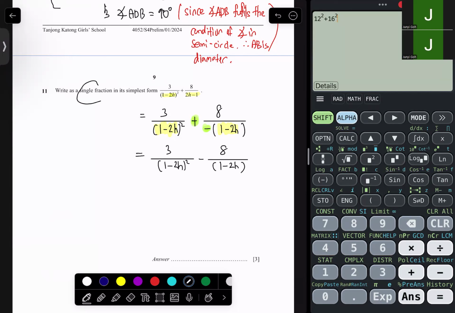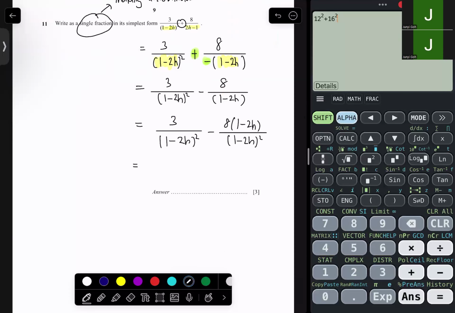Now, a single fraction involving plus or minus is always about making the denominator the same. So what will I have? 3 over 1 minus 2h squared, minus 8 bracket 1 minus 2h, over 1 minus 2h squared. Combine them, I would have 3 minus 8 plus 16h over 1 minus 2h squared, which is 16h minus 5.